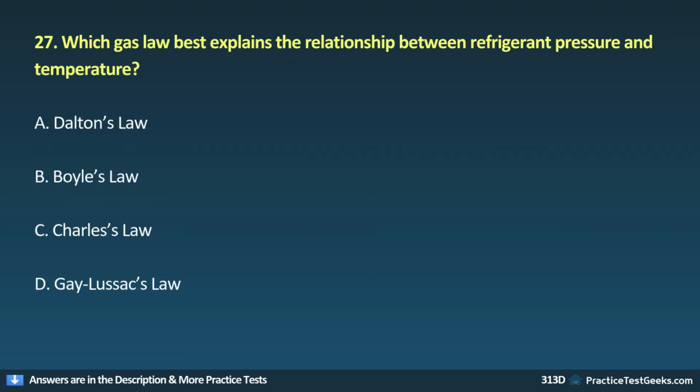27. Which gas law best explains the relationship between refrigerant pressure and temperature? A. Dalton's law. B. Boyle's law. C. Charles's law. D. Gay-Lussac's law.